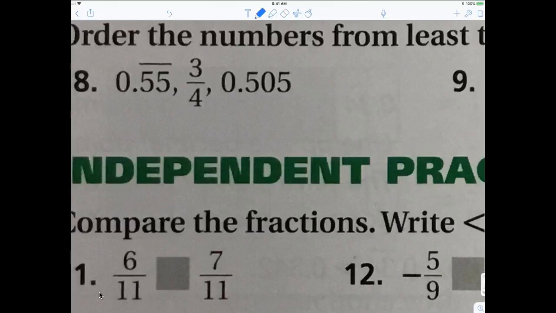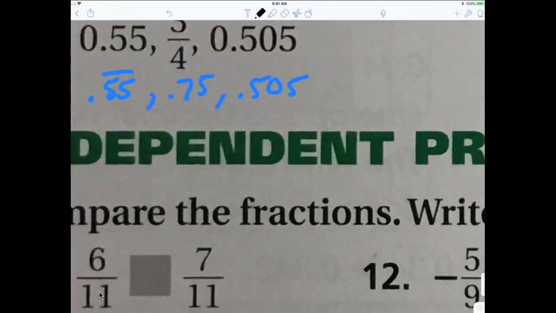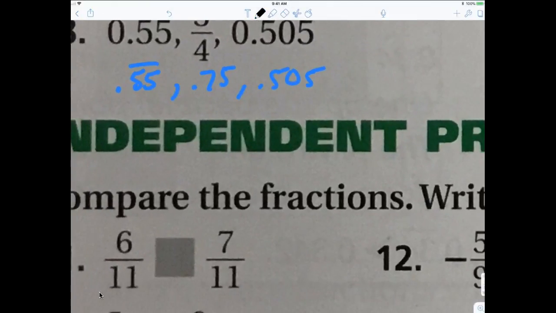0.75. So what I want everybody to write down is 0.55 repeated, 0.75, and then 0.505. Right? Okay. Now, Aiden, which one is the smallest? Smallest is 5. Yes, very good. So the answer would be 0.505.